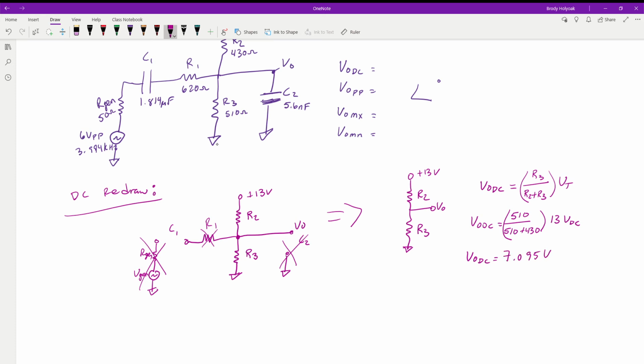7.095 volts. So this is our DC offset of this signal because of how we biased it with R2 and R3. So we're going to have 7.1 volts essentially of DC, and that's going to now be our zero line when we graph this out. Okay, so let's go ahead and put that up here in our answers.